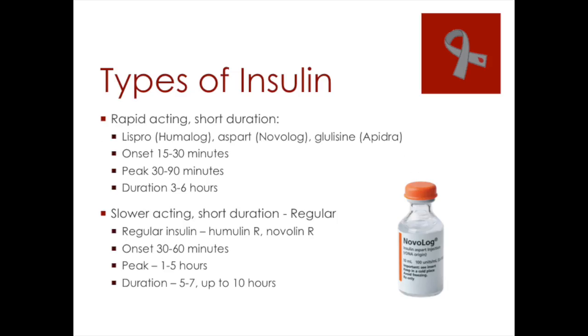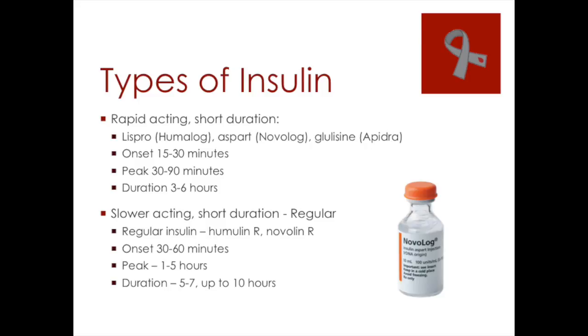Some types of insulin include rapid-acting, short-duration insulin, slower-acting, short-duration insulin, which is the regular insulin. There's intermediate duration and long duration. Examples of short-duration and rapid-acting insulin are insulin Lispro, Humalog, Aspart, which is Novolog, and glulisine, which is Apidra. The onset is 15 to 30 minutes. It peaks in 30 to 90 minutes and lasts 3 to 6 hours.